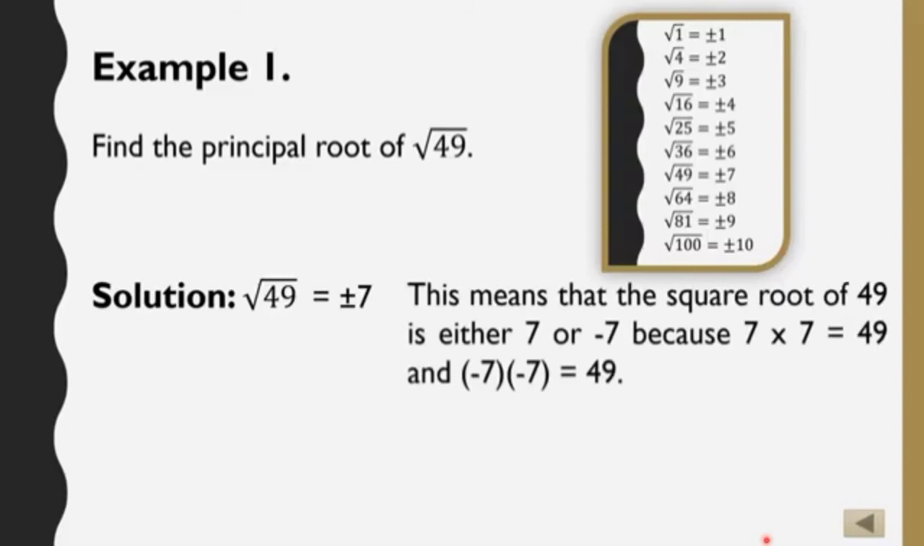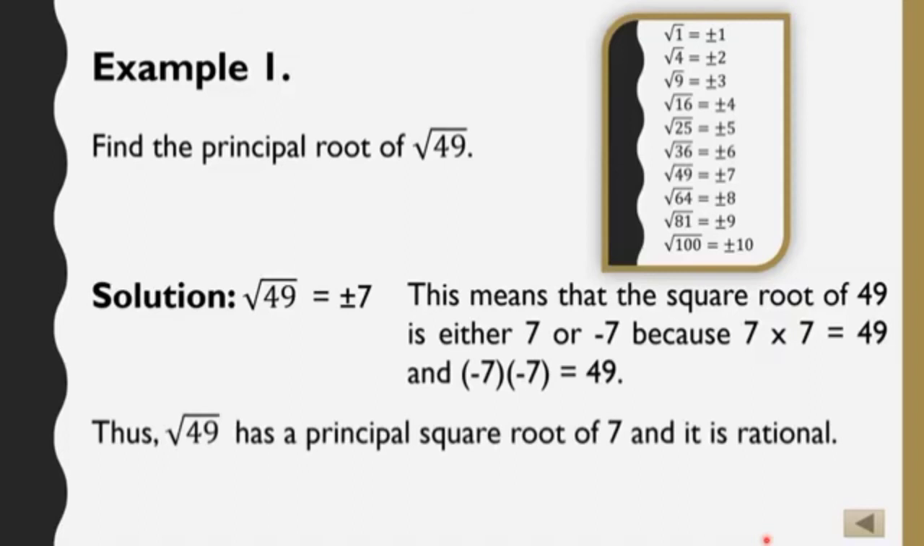This means that the square root of 49 is either positive 7 or negative 7. Because 7 times 7 is 49 and negative 7 times negative 7 is also positive 49. Thus, square root of 49 has a principal square root of 7 and it is rational. Bakit naging rational? Dahil ang nakuha nating sagot na 7 ay whole number at hindi siya non-terminating, non-repeating decimal.